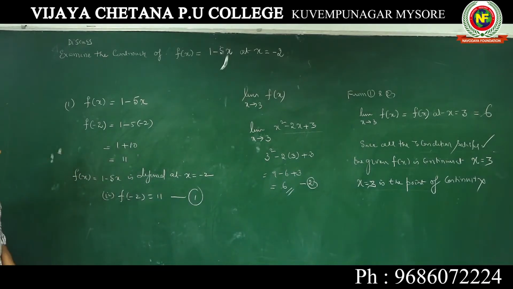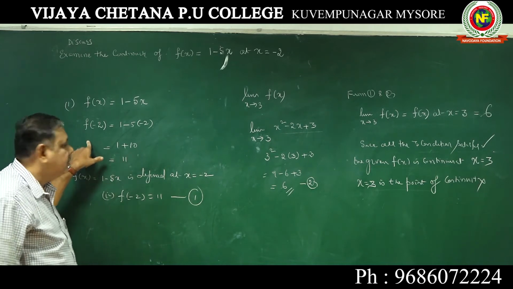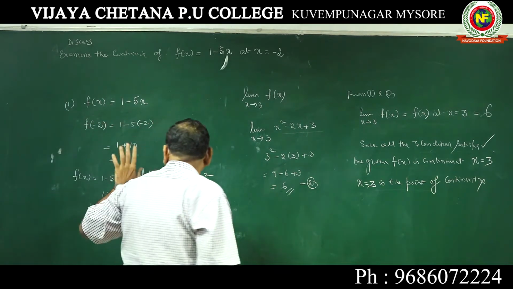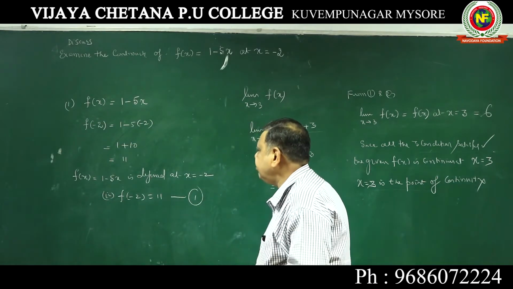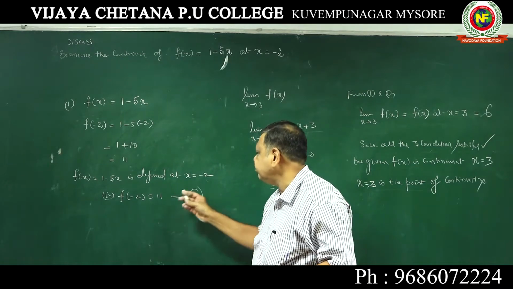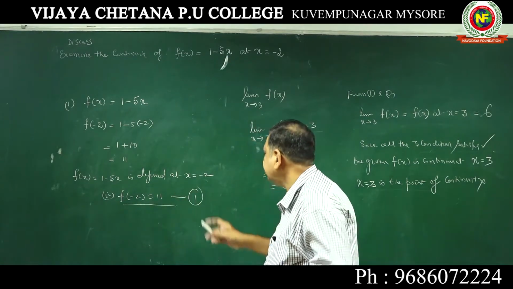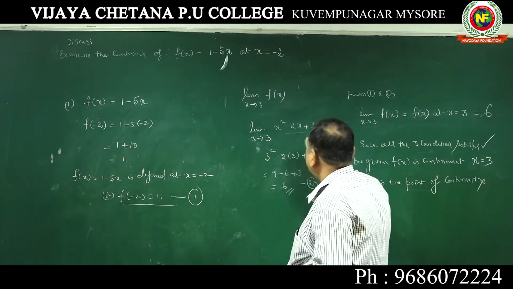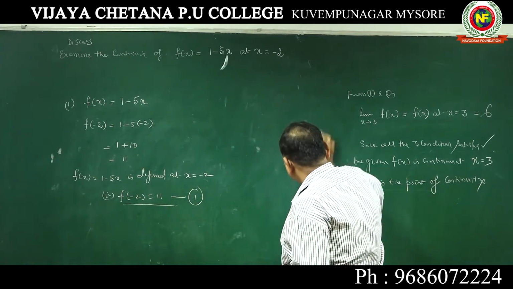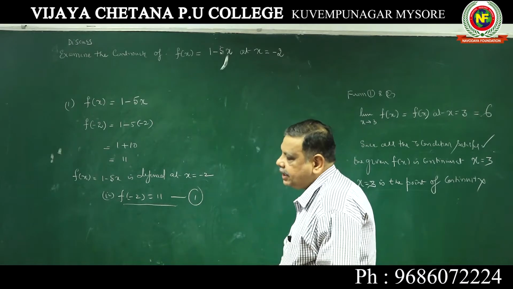Understood again? All these things understood? Put x equal to minus 2 in f of x, then it is 11. So f of x equal to 1 minus 5x is defined at x equal to minus 2, and f of minus 2 is 11. Now we have to calculate the limit. Coming to the second condition, this first condition is satisfied.